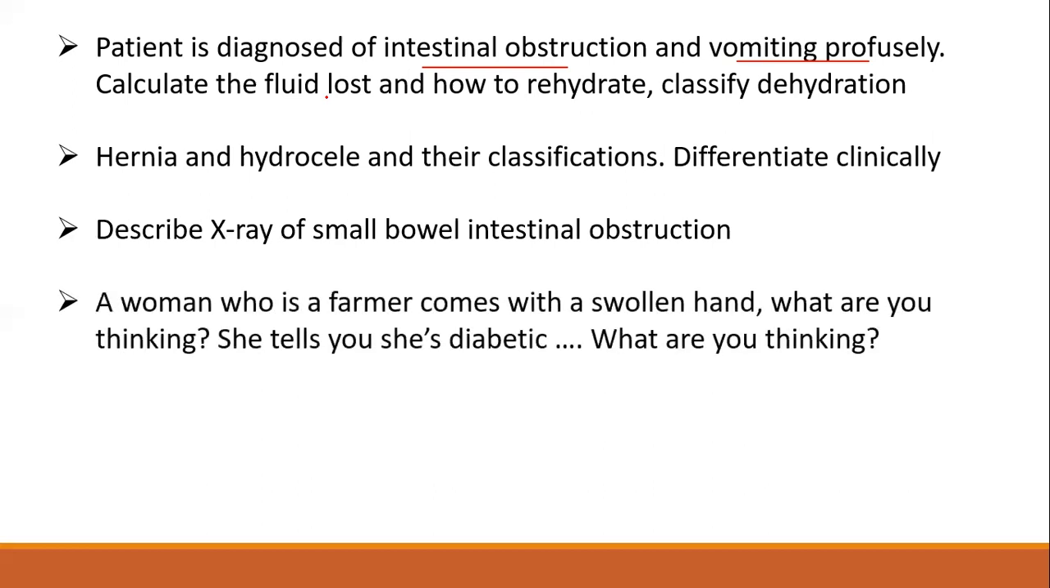A woman who is a farmer comes with a swollen hand. What are you thinking about? This is just swelling, so what are some of the things that come to your mind? Over here, I want to advise you to add DVT to it, because DVT mainly happens when you have a lower limb swelling. Then you can add that as a differential. We can also talk about cellulitis and all kinds of things.